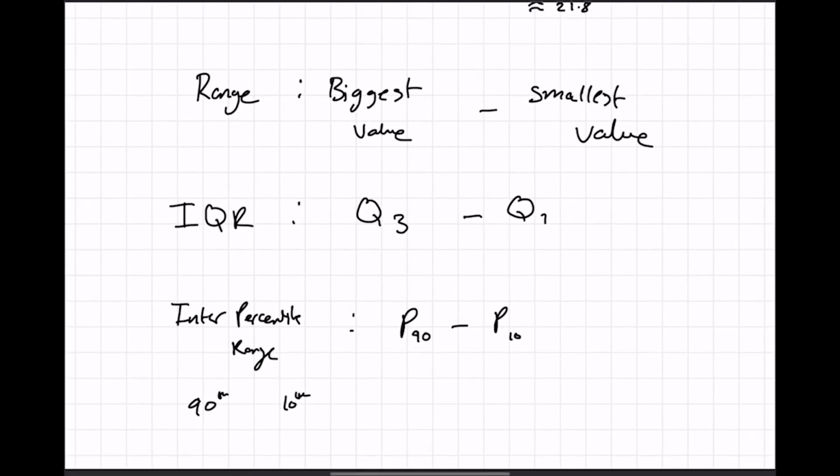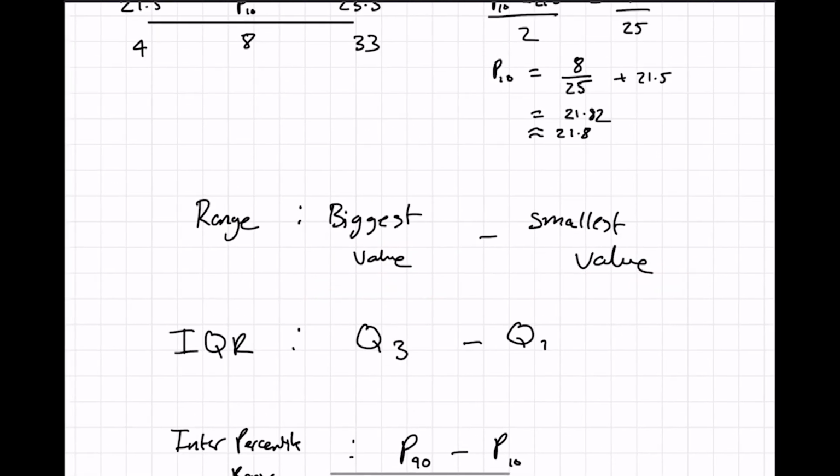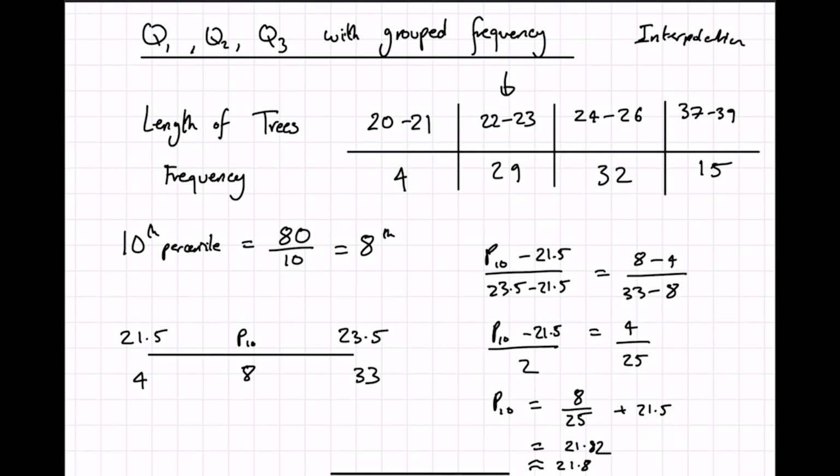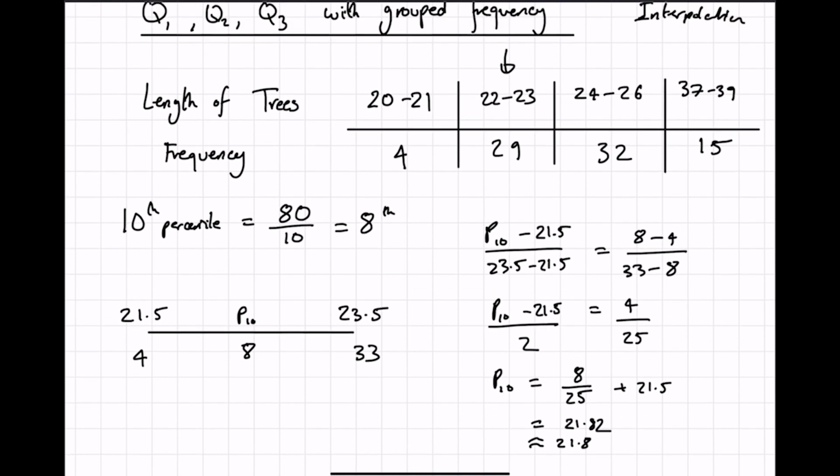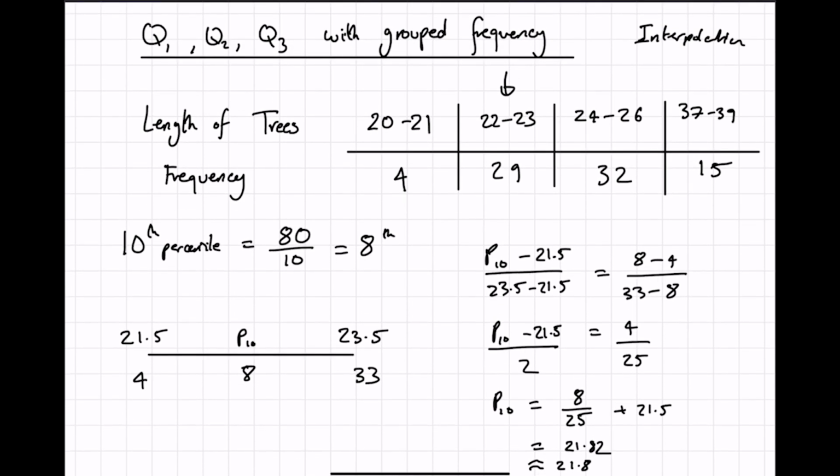And I won't go through a question on this because, to be honest, the question boils down to, can you find these values and subtract them from each other? And you already know how to find those values, so it'll be quite easy. Again, the range is also quite easy. Biggest value minus smallest value. In this case, you just do 39 minus 20. And your range would be 19. We found what Q3 was before. You do the same thing to find Q1 and put together, you would get your final answer.